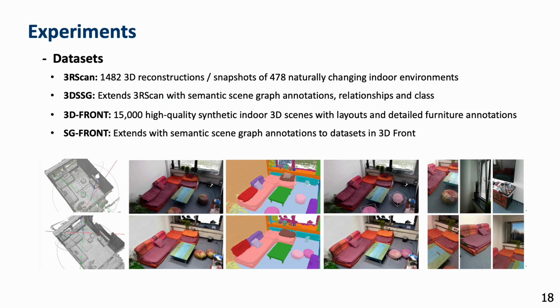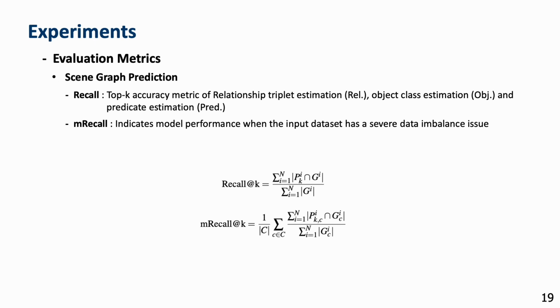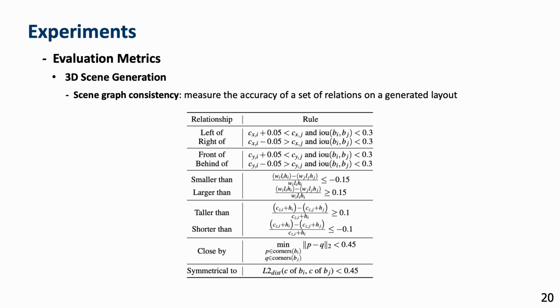For experiments, we use real-world datasets, including 3RScan and 3DSSG, to evaluate scene graph prediction. For evaluating 3D scene generation, we use 3D-FRONT and SG-FRONT. For evaluating scene graph prediction, we follow prior work and report top-K accuracy using recall and mean recall. Specifically, we evaluate relationship prediction over the entire scene graph, object classification, and triplet prediction that jointly considers two objects and their relationship. For 3D scene generation, we use the scene graph consistency metric to measure the accuracy of the predicted relationship set in the generated 3D layout.